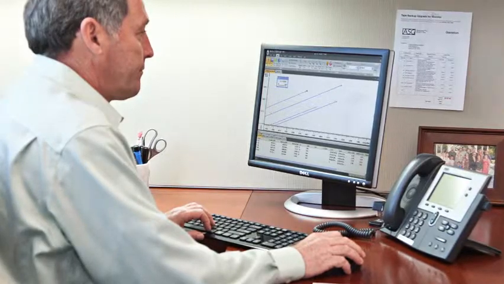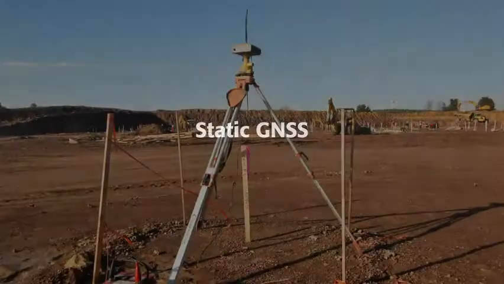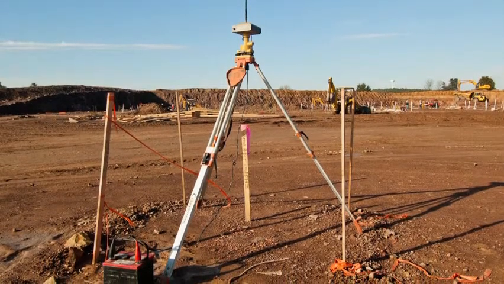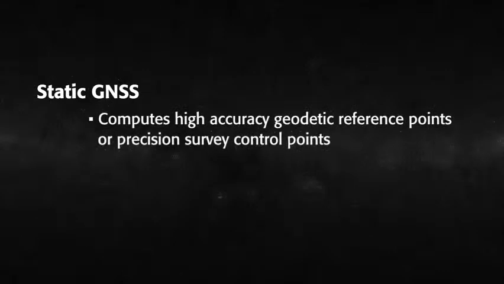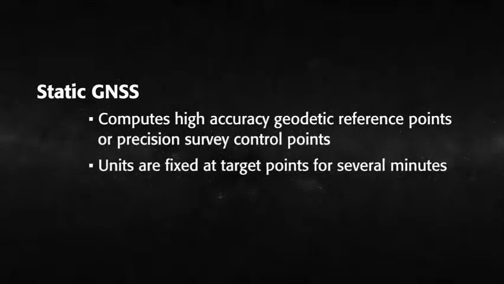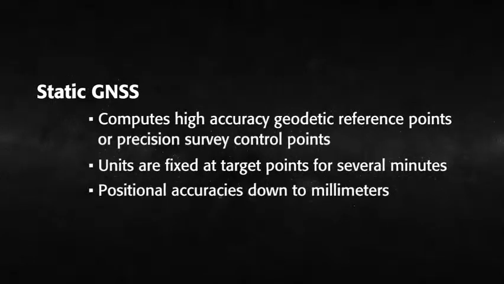The most common form of post-processed GNSS is called static GNSS and is just what the name implies, a form of differential GNSS that takes place at fixed, non-moving stations. Static GNSS is used to compute very high accuracy geodetic reference points or precision survey control points. Because the units remain fixed on a target point for several minutes, the position is computed with a great deal of data, and positional accuracies can be achieved at only a few millimeters.